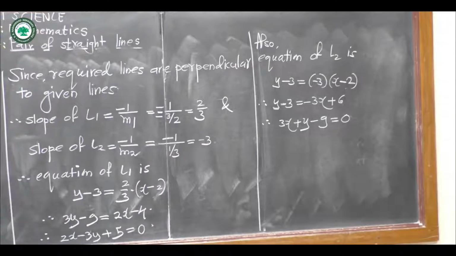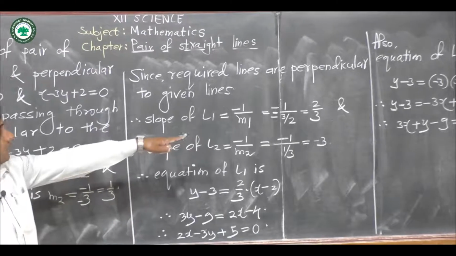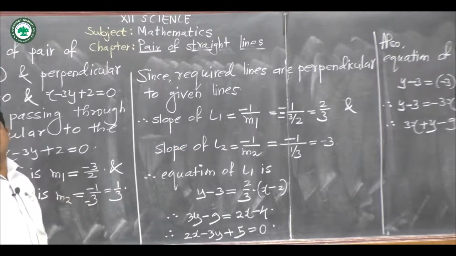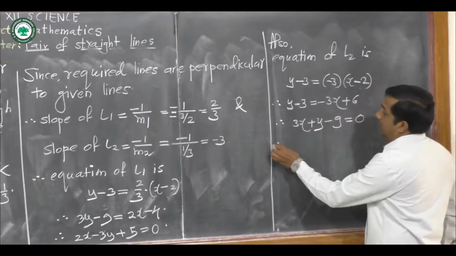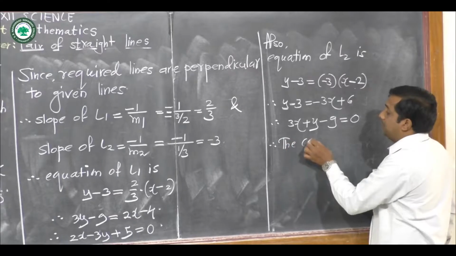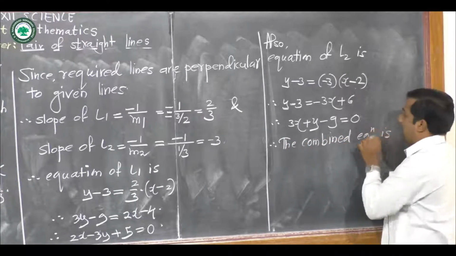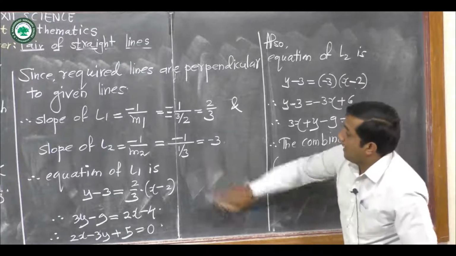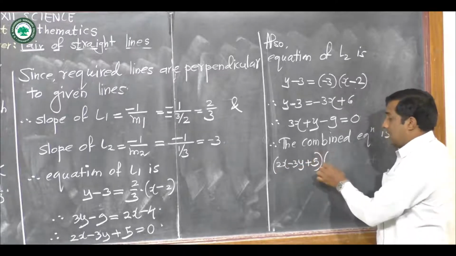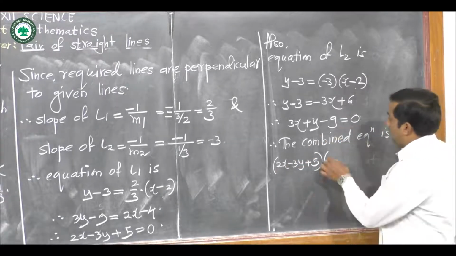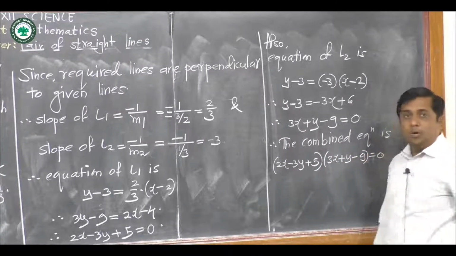Now we know our first line L1 and our second line L2. Let's find its combined equation. Therefore, the combined equation is: the equation of L1, 2x minus 3y plus 5, into the equation of L2, 3x plus y minus 9, is equal to 0.